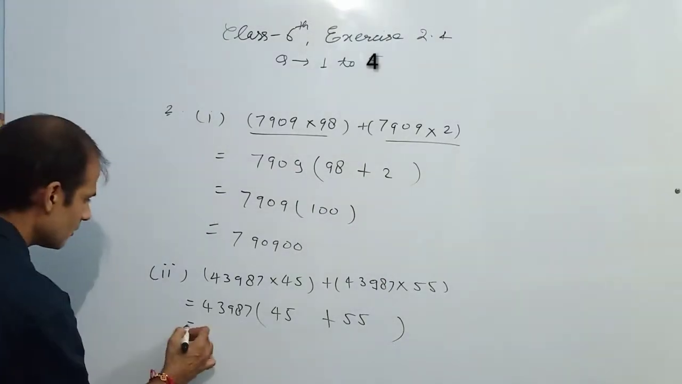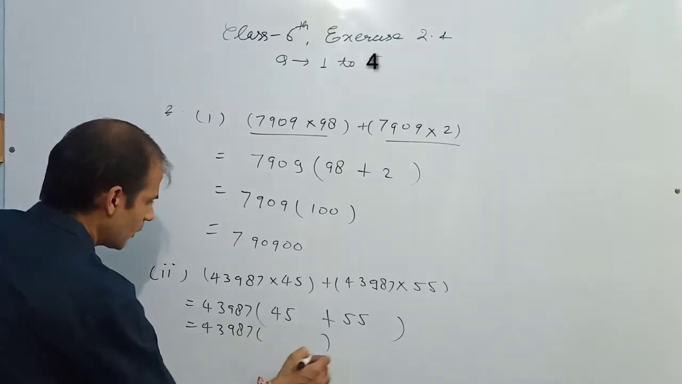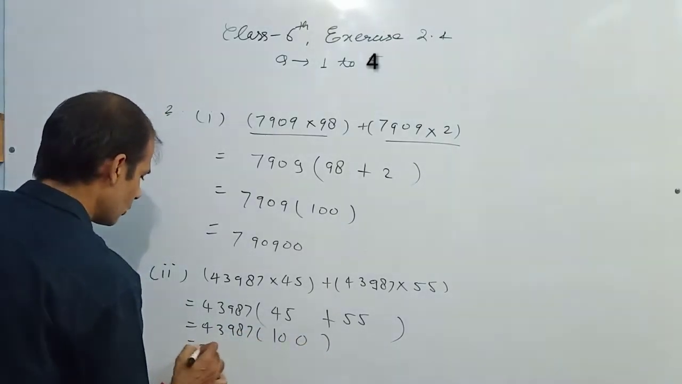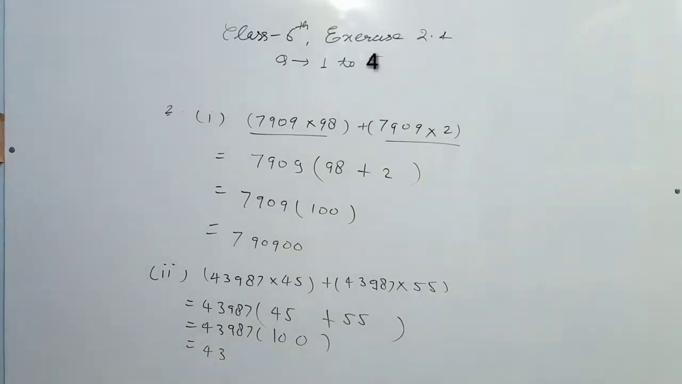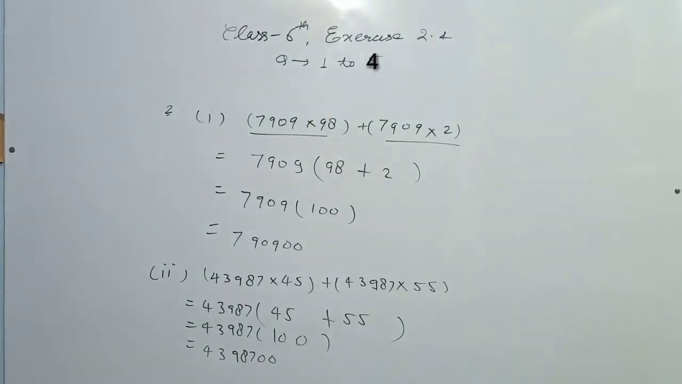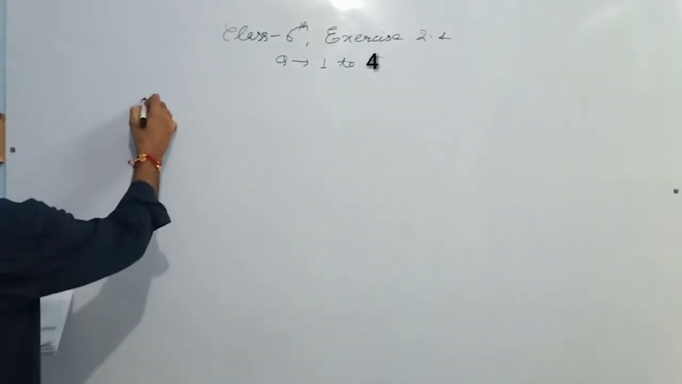Now 45 plus 55 is 100, so the value after multiplication will be 43,98,700. So this is the answer of second part of third question, 4398700. So I solve here the fourth part.